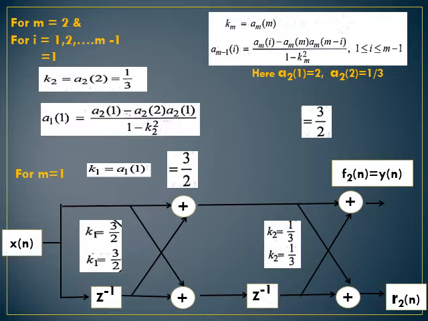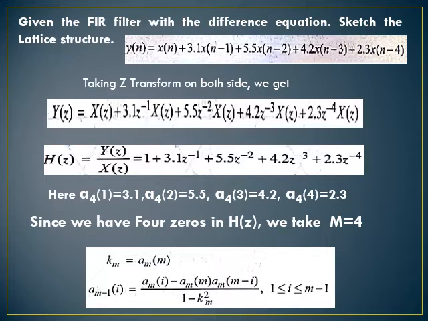Let's look at another problem. Given the FIR filter with difference equation, sketch the lattice structure. So this is your difference equation now. You can see, you can just try to understand there are no y terms, there are only x terms here. So in FIR we have only zero systems, right?